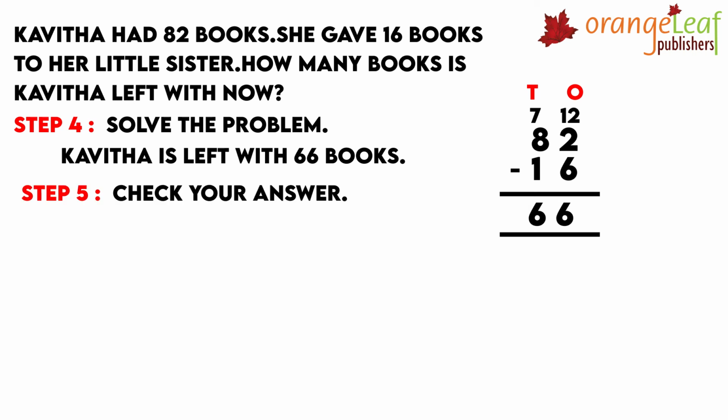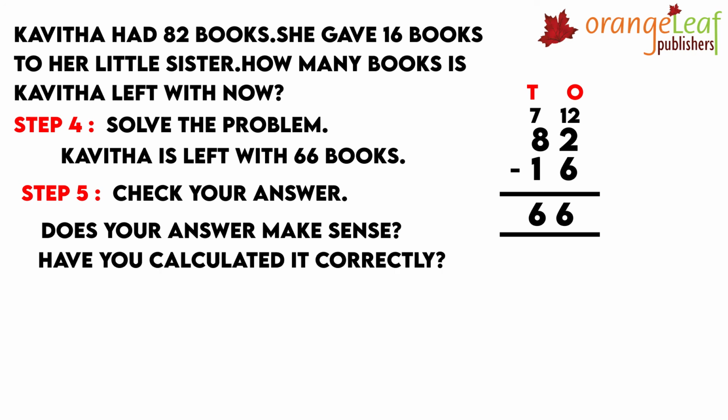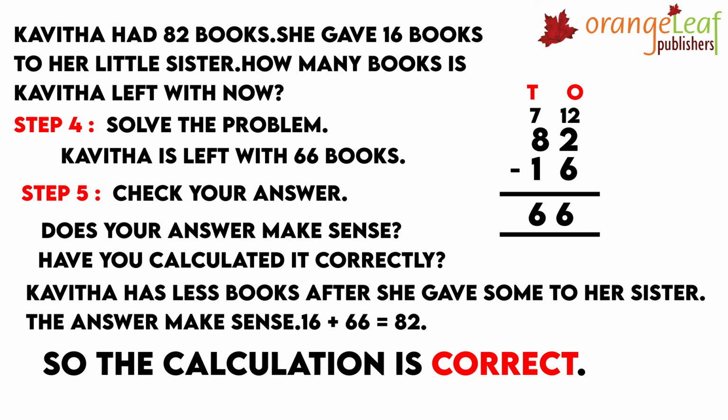Step 5. Check your answer. Does your answer make sense? Have you calculated the answer correctly? Kavita has fewer books after she gave some of her books. She has 66 books, which is less, and so the answer makes sense. We check this by adding 66 and 16, which gives us 82, and so our calculation is correct.